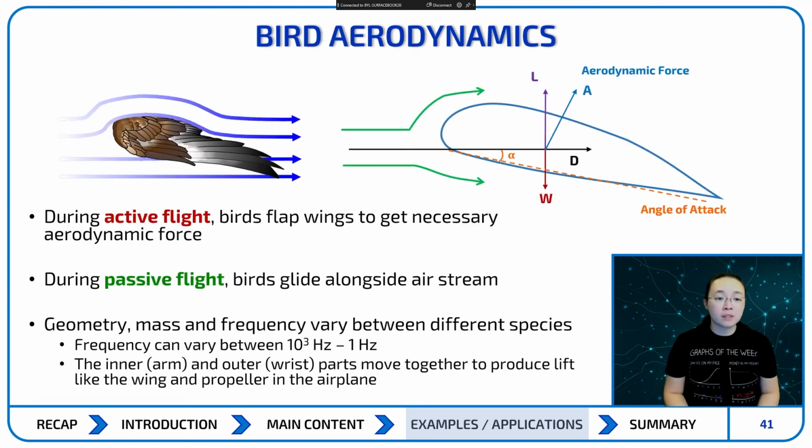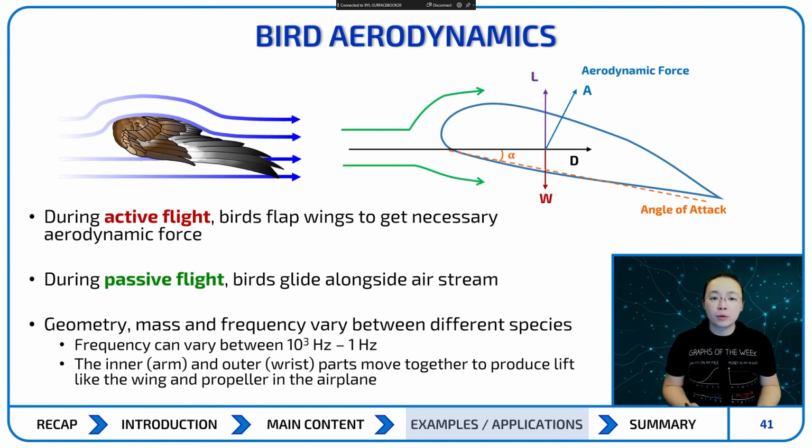So now we can take a look at some bird aerodynamics. I have another picture of the diagram that I drew for a bird's wing, as well as the different forces acting on the wing due to a wind force in green. And on the left, I also have a graphical representation of a hawk's wing. So you can see the wind is going to go over and around the wing as the bird flies. So we need to consider two things: what happens during active flight and what happens during passive flight.